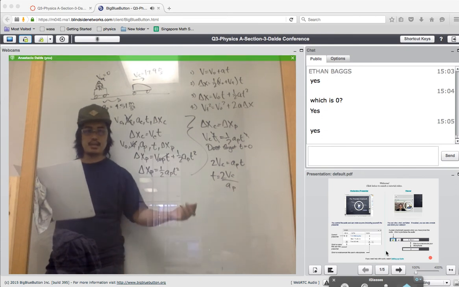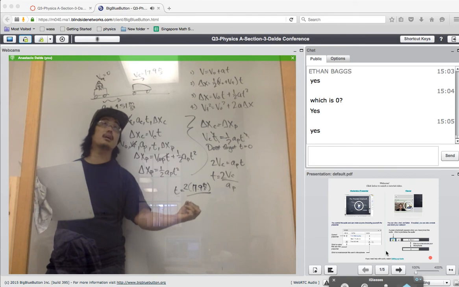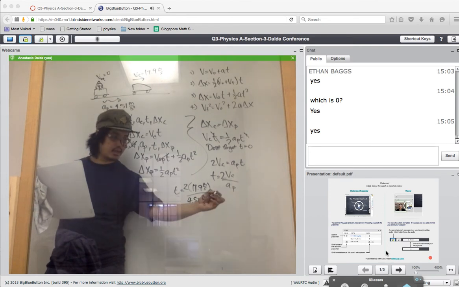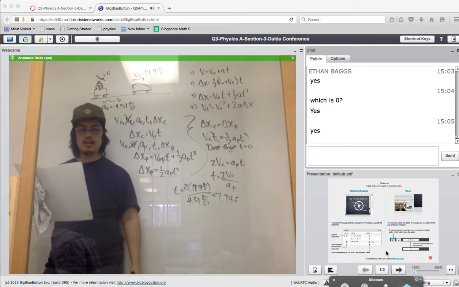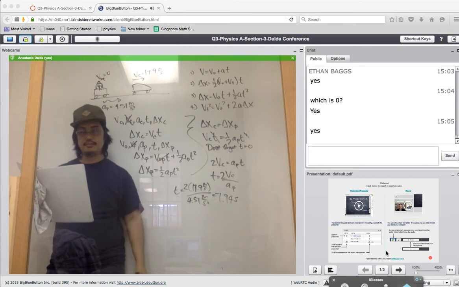So I'm allowed to plug in numbers at this point. So I have t is equal to 2 times, no, sorry, 17.9 meters per second divided by 4.51 meters per second squared. And that gives me 7.94 seconds. So apparently almost 8 seconds after the cop chased the race car, he caught him. Are we cool?